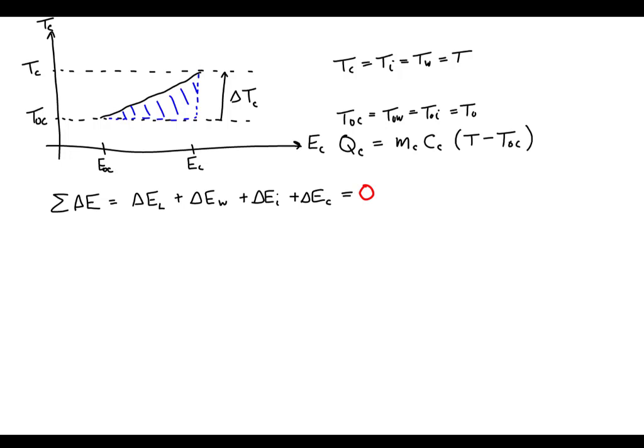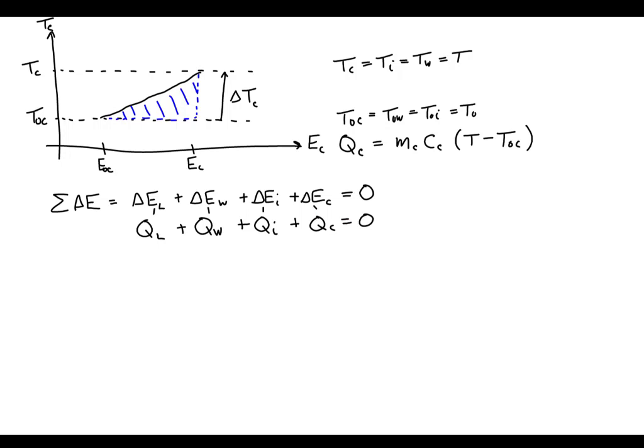So the energy exchange from the lead we called Q sub L. The energy exchange from the water we called Q sub W. From the ice we called Q sub I. And from the calorimeter we called Q sub C. This all sums to 0.